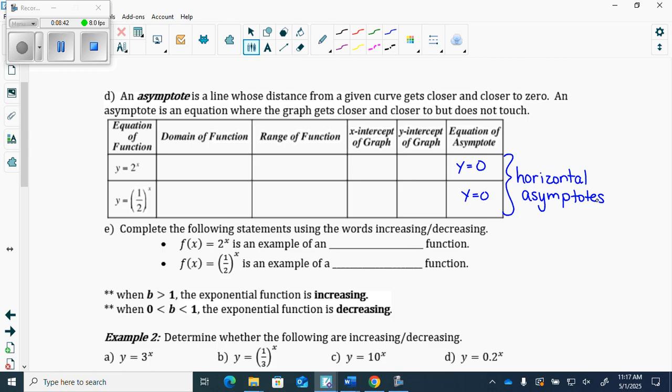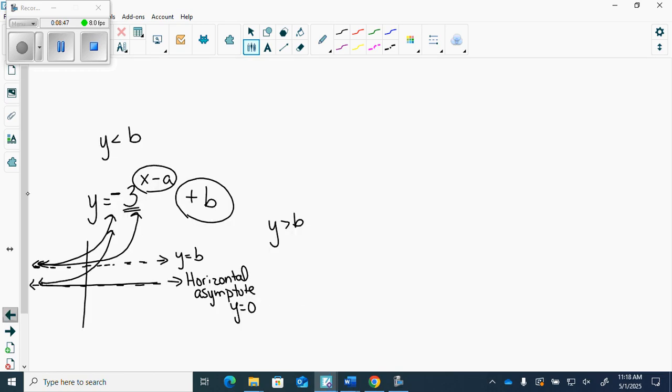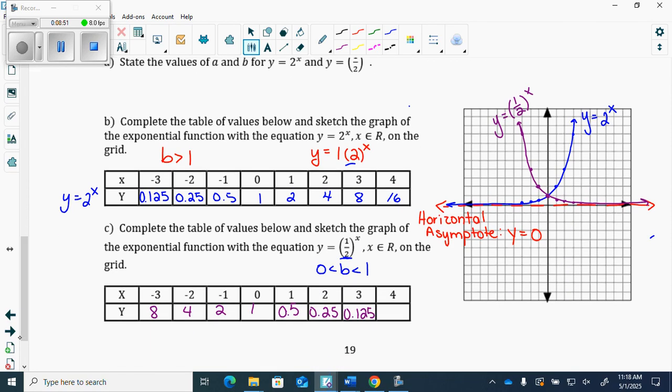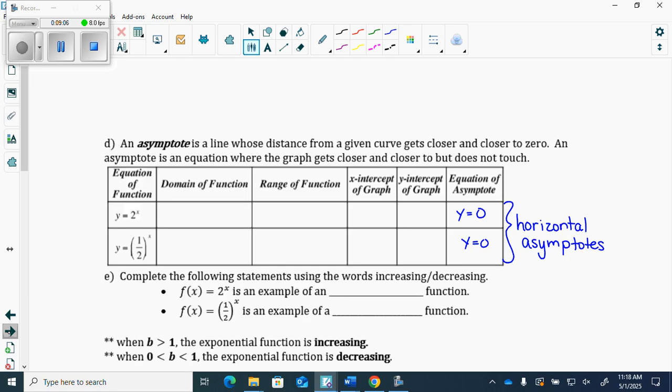Okay, then we're going to look back at both of the graphs. What's the domain of both of these graphs? One goes like this forever and ever. One goes like this forever and ever. There's no x's that don't exist, right? So my domain is going to be {x | x ∈ ℝ}. Same for this one.